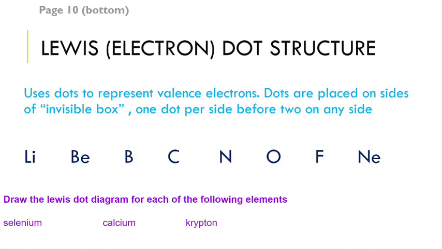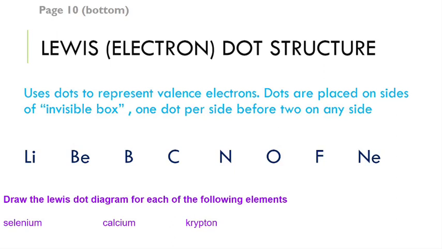So our final type of electron configuration is at the bottom of page 10, and these are called Lewis electron dot diagrams, or structures. Write down the blue stuff. These structures, or these diagrams, use dots to represent the valence electrons. We just talked about valence electrons in our valence configuration. If you haven't watched that part yet, please go fill that part in first.